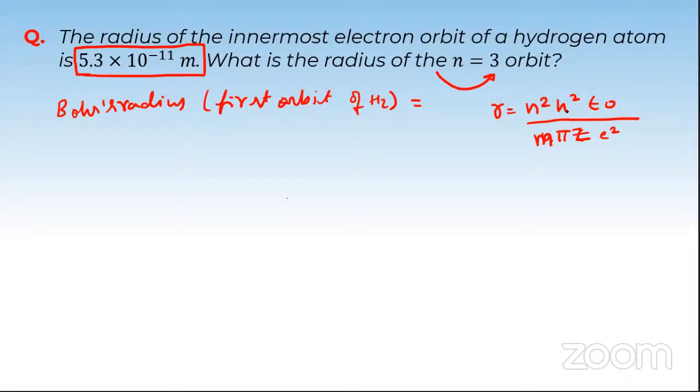But in the problem, they have not given you any information about what is h, what is epsilon naught, what is m, what is pi. So how will you solve this?